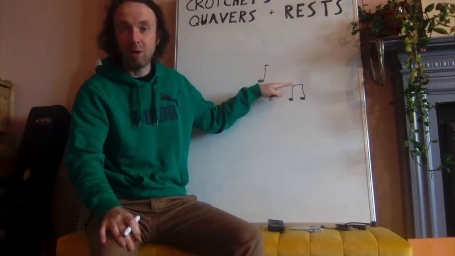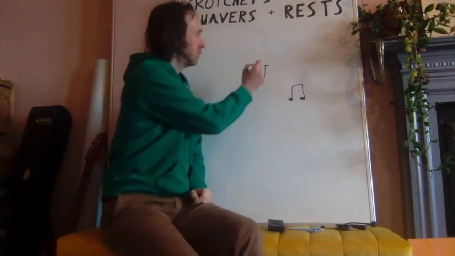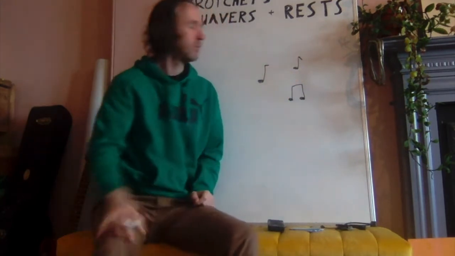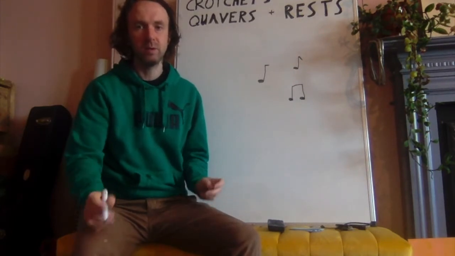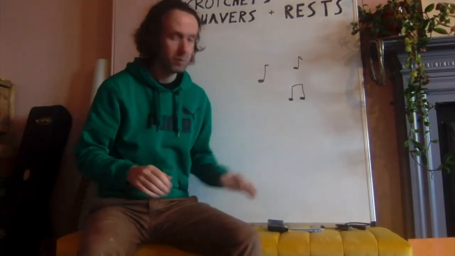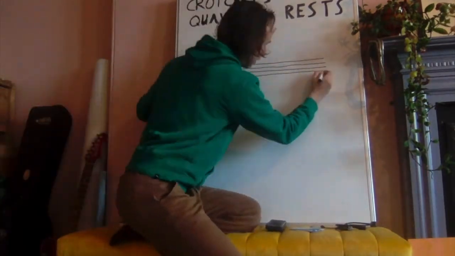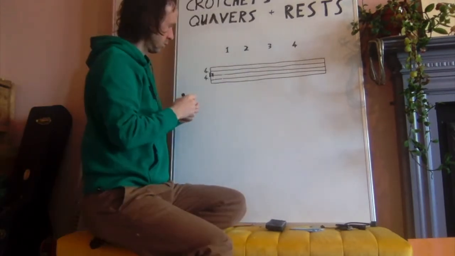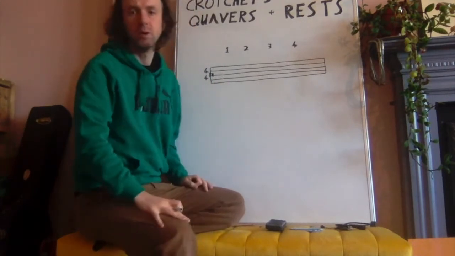And it may or may not be joined up to other quavers. It can be sitting by itself like that, or generally it's like that with the line going down the way. So okay, that's crotchets and quavers. Quavers are half the length of crotchets.